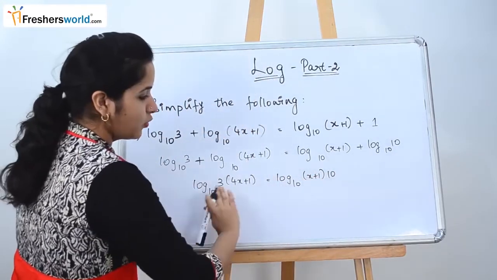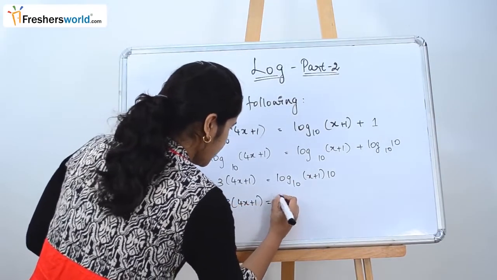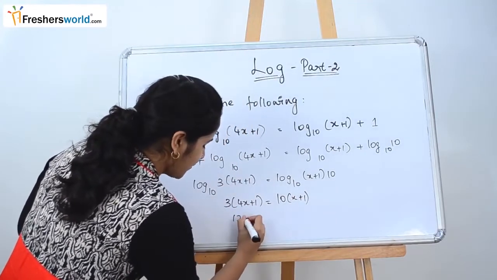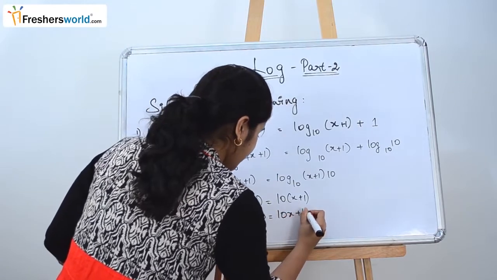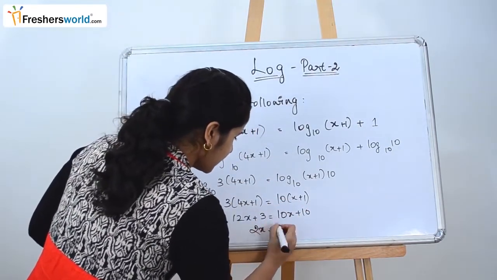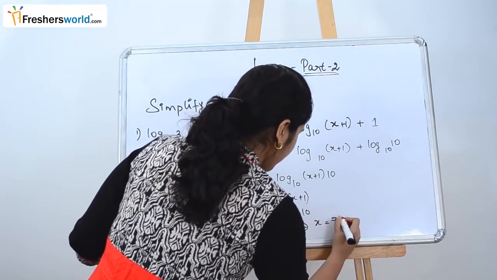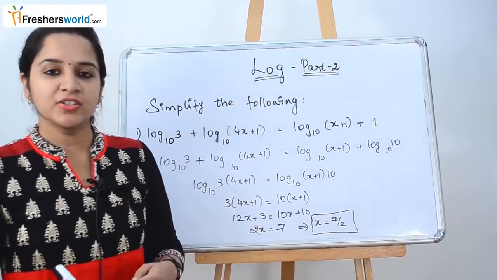So let's just remove log on both sides. So 3 into 4x plus 1 is equal to 10 into x plus 1, which can be simplified as 12x plus 3 is equal to 10x plus 10. So take x to one side. So 2x is equal to 10 minus 3, which is 7. So x is equal to 7 by 2. So let's go to another sum.